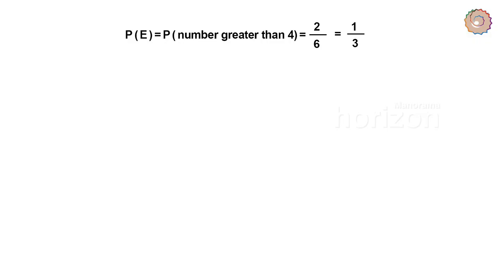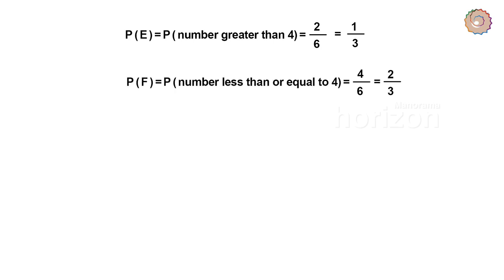Now, let F be the event of getting a number less than or equal to 4. The number of possible outcomes here is 6. Outcomes favorable to the event F are 1, 2, 3 and 4. So, the number of outcomes favorable to F is now 4. Therefore, P(F) = 4/6, giving you 2/3.